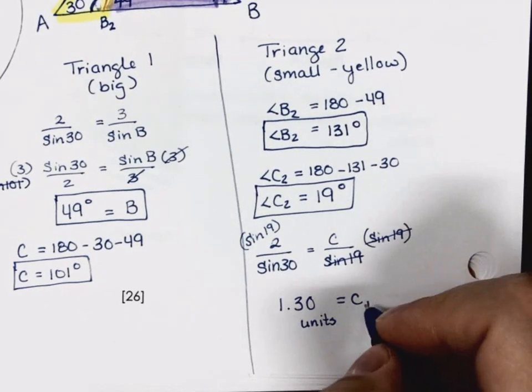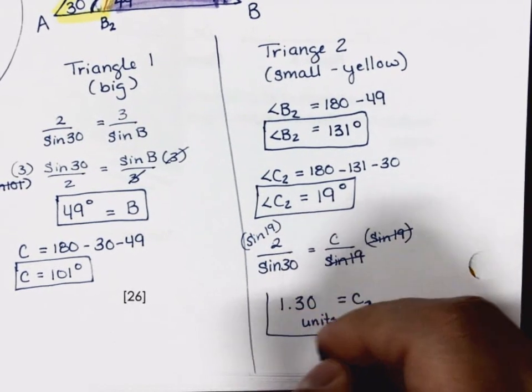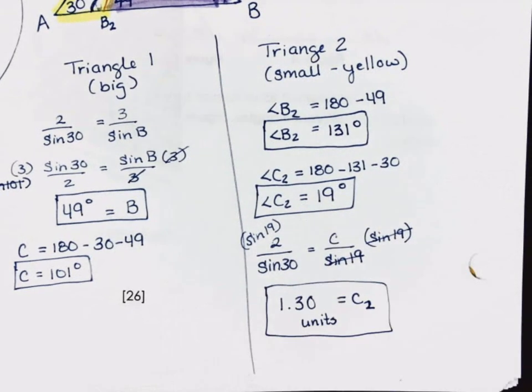Did you get 1.30? Yes, you did. All right, there you go. That's how you solve a two-angle solution. Yes, example 3 is going to be no solution.